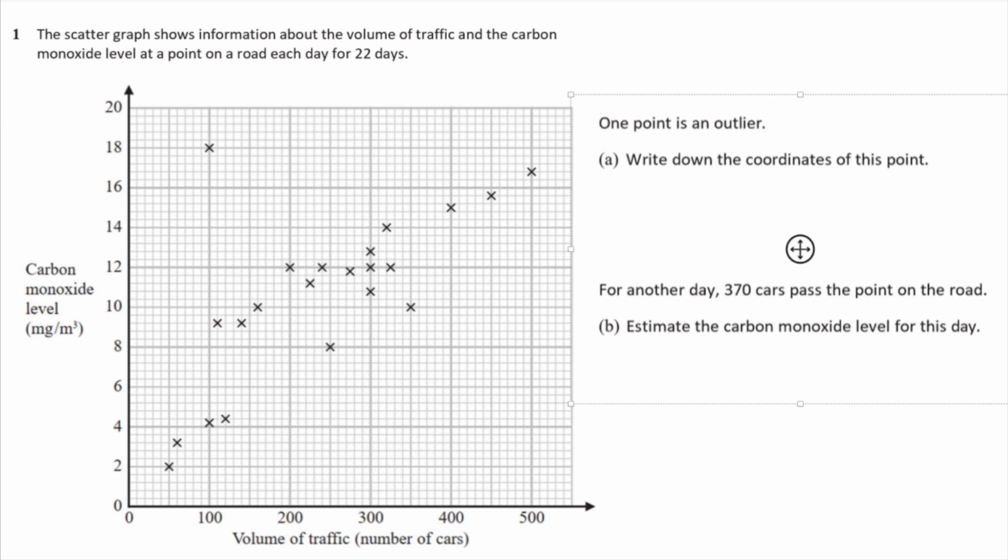Question 1. The scatter graph shows information about the volume of traffic and the carbon monoxide level at a point on a road each day for 22 days. Okay, we can see on the graph we've got volume of traffic going across the bottom, and that's in number of cars, and we've got carbon monoxide level in milligrams per cubic meter going up the side. Now it says here that one point is an outlier. Write down the coordinates of this point.